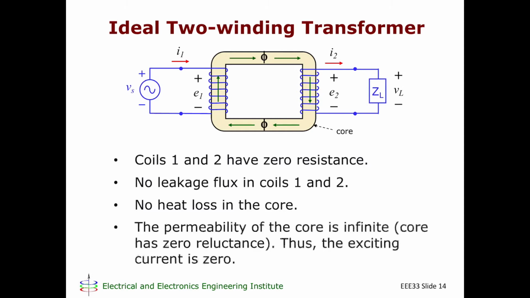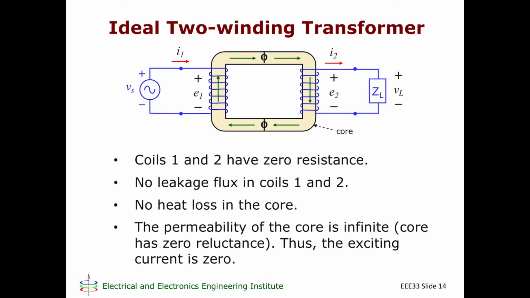Finally, for an ideal transformer, we assume that the permeability of the core is infinite. Permeability is inversely proportional to reluctance. So remember I mentioned that reluctance is the tendency of a material to resist the flow of flux. So it's the tendency of the core to resist the flow of flux. And permeability is inversely proportional to reluctance. In an electric circuit, resistance is analogous to reluctance, and conductivity is analogous to permeability.